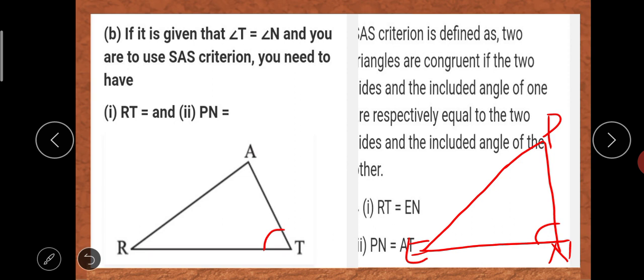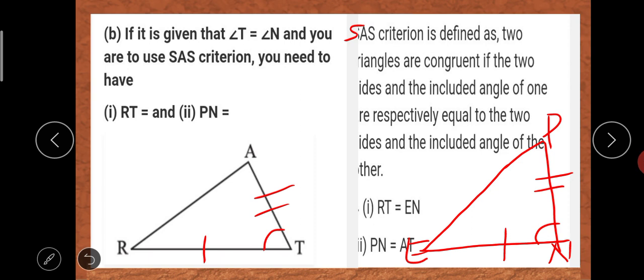You need to have what? RT. So RT here is equal to EN. PN, now PN means this side, is equal to what? AT. So here which criteria are we using? This one is side, angle, side.